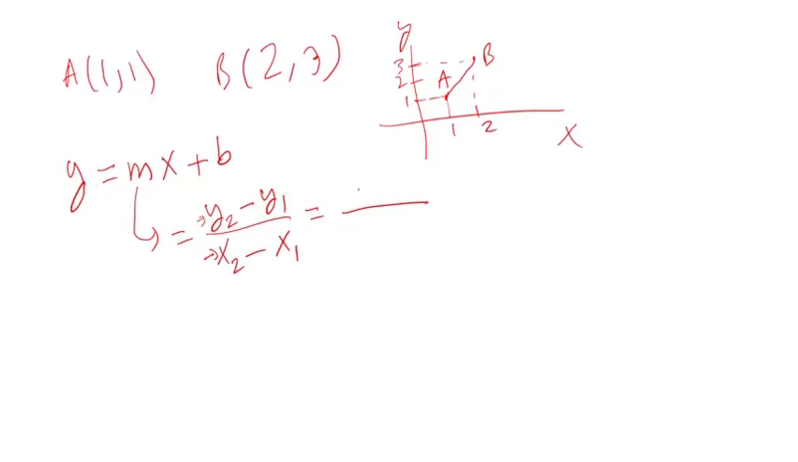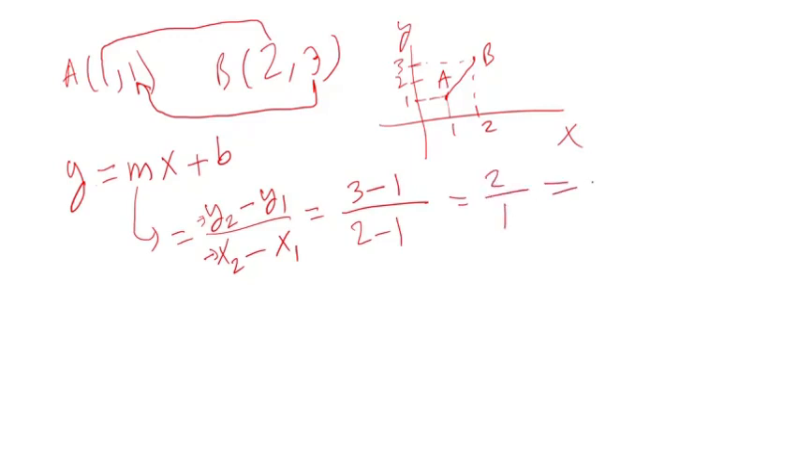So y2 is 3 minus y1 which is 1, divided by x2 which is 2 minus 1. So 3 minus 1 is 2, 2 minus 1 is 1, so it's just 2. So I can write this equation as 2 times x plus b.